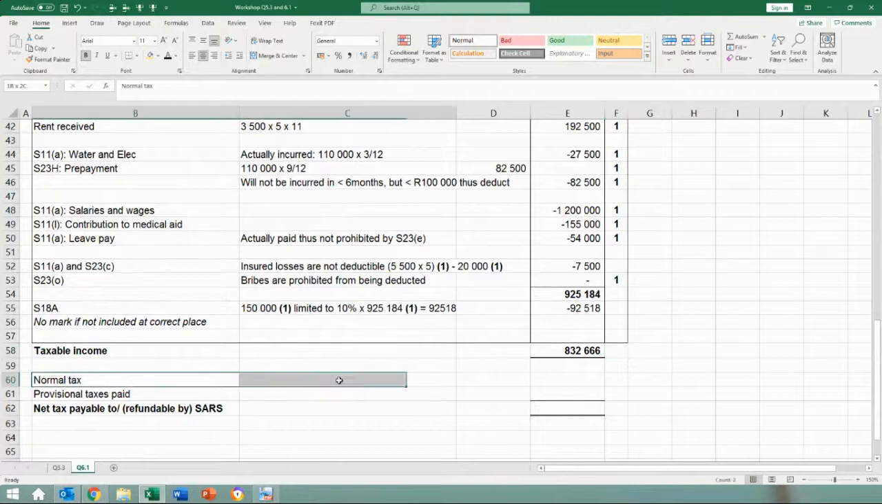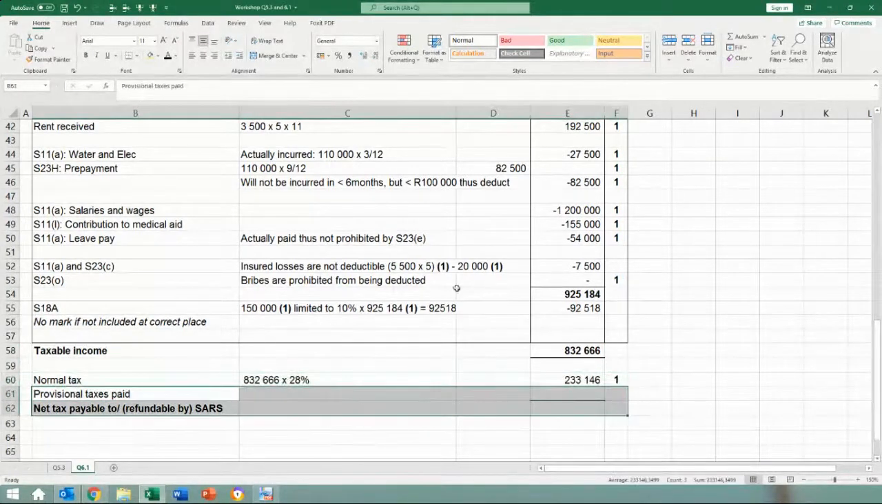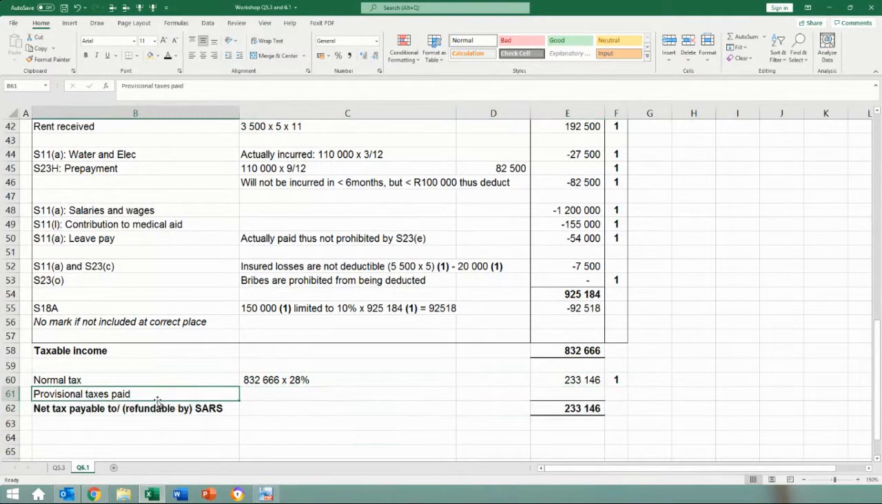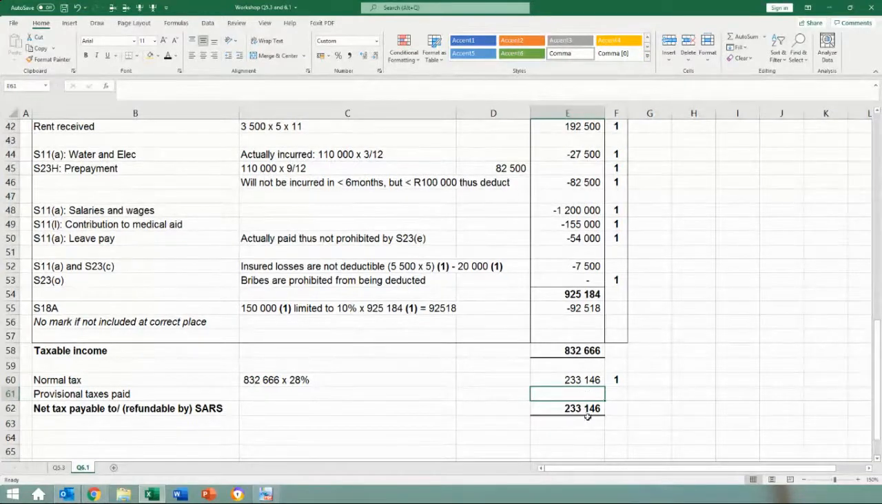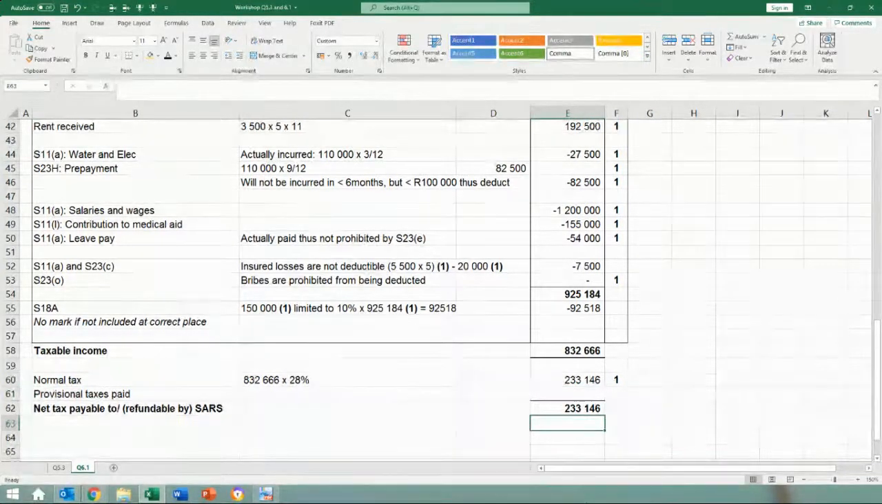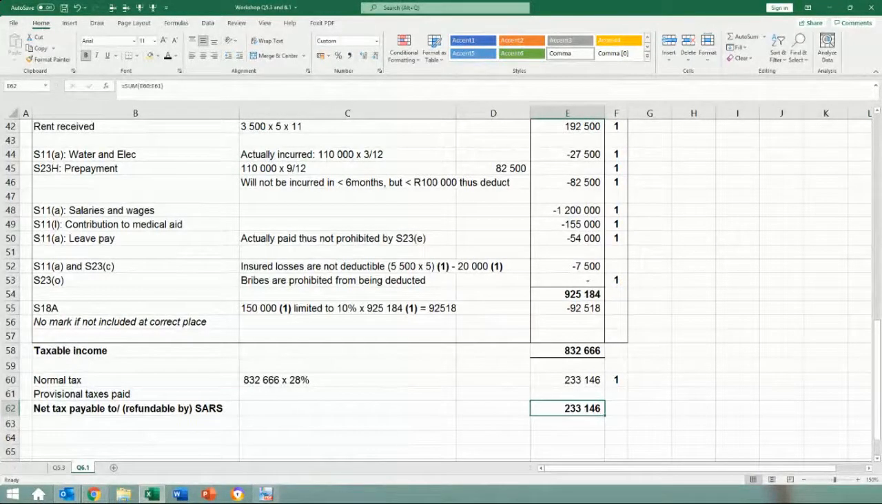Now our normal tax, we said, is 28%. If they indicate any provisional taxes paid, you would deduct it from that amount, and then your net tax payable would be the difference. But in this scenario, there weren't any prepayments made, so the tax that you would have to pay is 233,146 rand. Okay, so do you guys have any questions on question 6.1 and how you get to the answer?